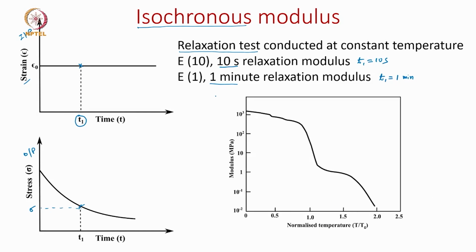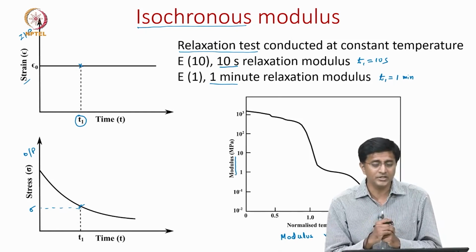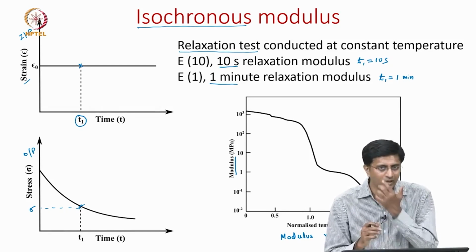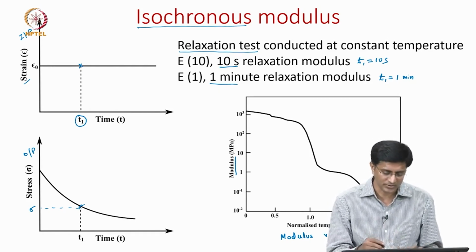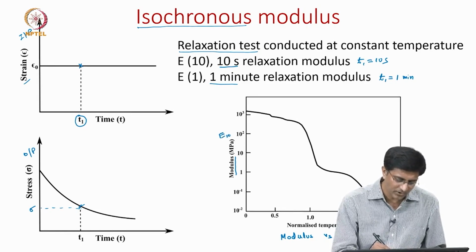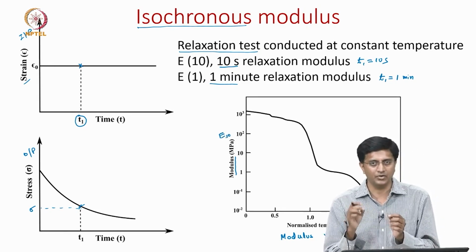Let us go back to something which we have already seen in the previous videos. This is the modulus versus the temperature, or normalized temperature. Previously we presented this curve saying that the y axis is modulus. At that time I intentionally did not mention what modulus we are talking about, because for a polymer there is no constant value for modulus. But what I am mentioning now is that this modulus is an isochronous modulus. Most likely it is E10, meaning the modulus after 10 seconds of loading.